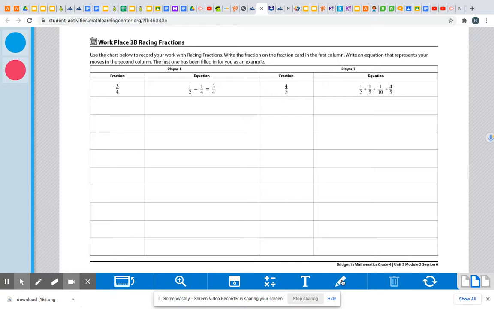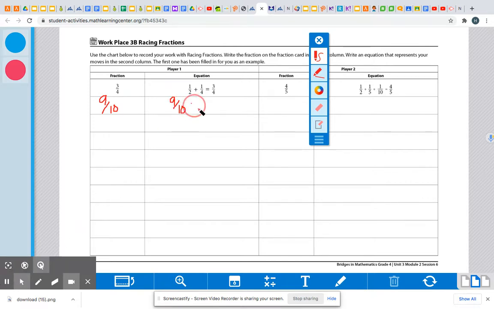Now on my record sheet, I need to write down my fraction. So I got 9/10. And then I also need to write an equation that goes with that. So I'm going to do 9/10 times 1, because that equals 9/10. Okay, and then it would be my partner's turn to go. But since I'm just demonstrating this, I'm going to go ahead and take another turn myself.